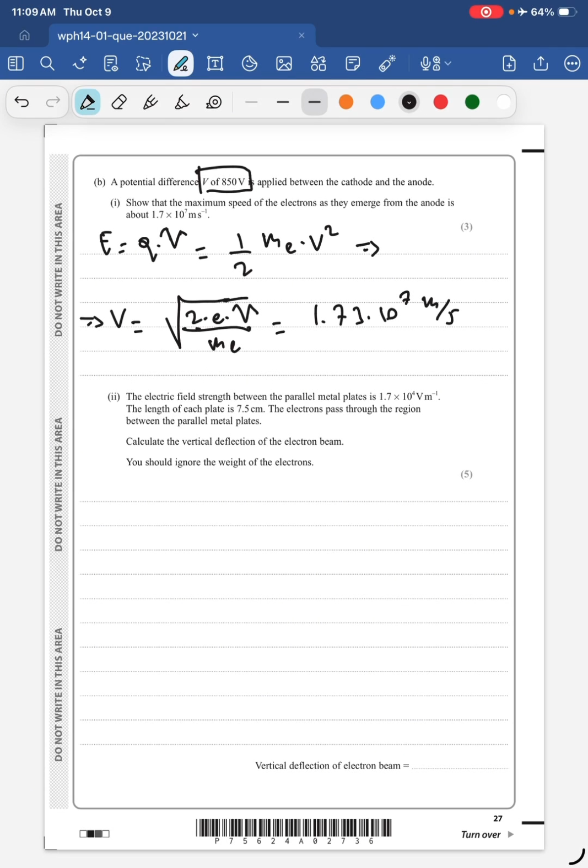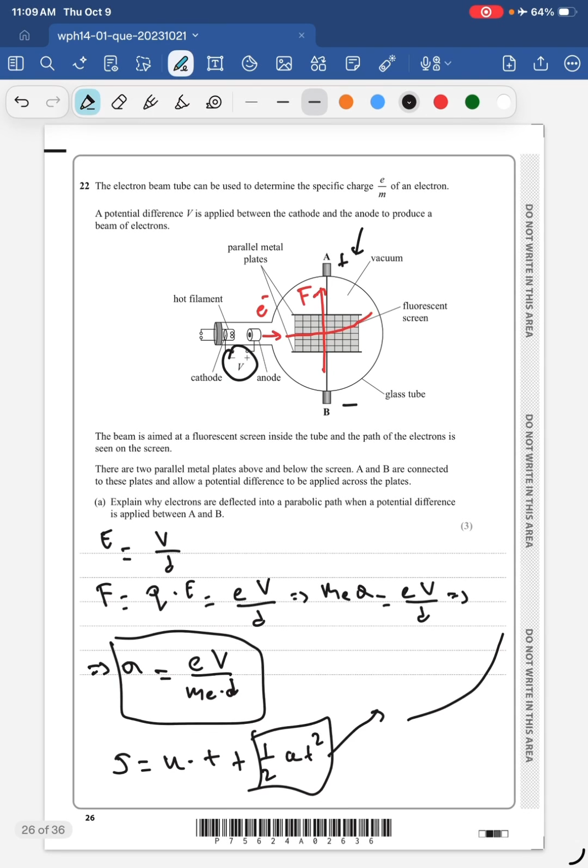Now, part 2. The electric field strength between the parallel metal plates is 1.7 times 10 to the 4 volts per meter. The length of each plate is 7.5 centimeters. The electrons pass through the region between the parallel metal plates. So they are talking about this region now, this one.